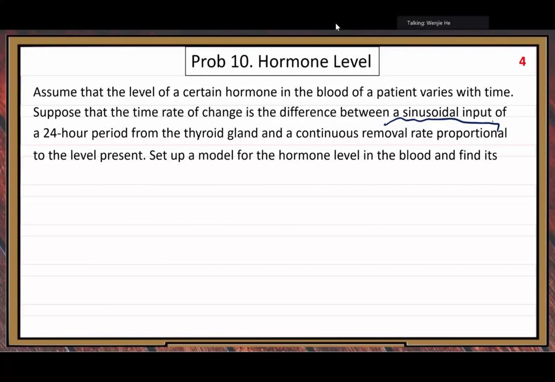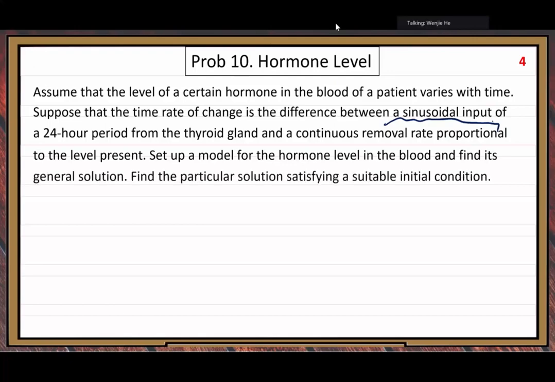So that's the interpretation of this relationship. We can set up one differential equation, an ODE. Set up a model for the hormone level in the blood and find its general solution. Then find the particular solution satisfying a suitable initial condition. So let's work on this question. Modeling.